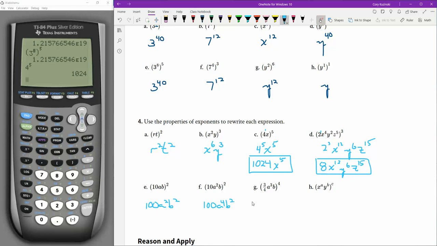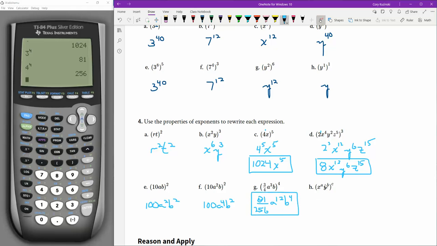Ooh, this is an interesting one. What's 3/4 a cubed b all raised to the 4th power? So we're going to do 3 to the 4th power, which is 81. 4 to the 4th power, which is 256. A cubed to the 4th power, that's actually easier. A to the 12th, because 3 times 4 is 12. And b to the 4th power is b to the 4th power. So 81 over 256, a to the 12th, b to the 4th.